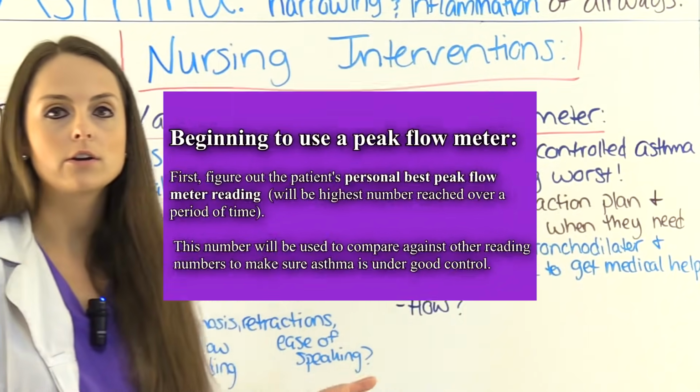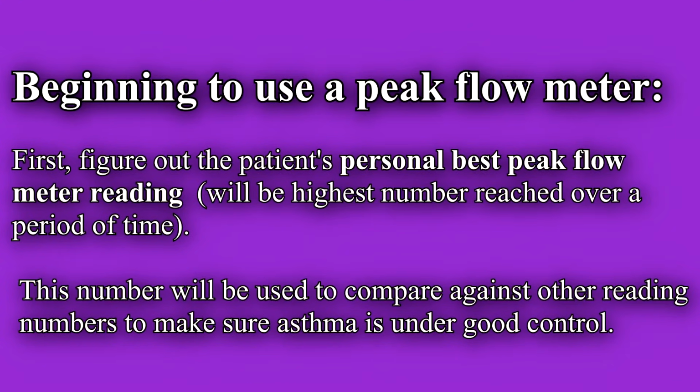Now, how does this flow meter do this? Well, whenever a patient starts out using a flow meter, they need to figure out their personal best flow meter reading number. This will be the highest number that they reach over a period of time, and this number will be used to compare against other readings to make sure the patient's asthma is under good control. So whenever you have a patient with asthma, you want to ask them, what was your personal best peak flow meter reading? Because that's going to give you a baseline of where they should be while you're providing care.